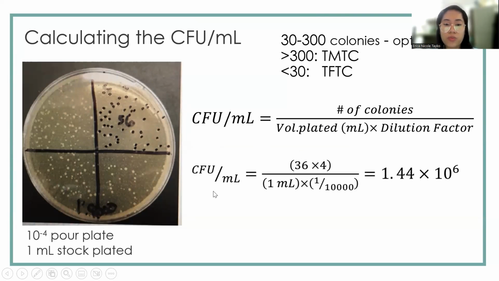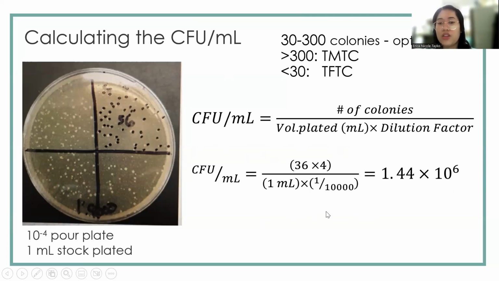So if you plug it into your formula, you have 36 times 4, because you have 4 quadrants, over the volume plated, which is 1 ml. Remember, each dilution we do, we get 1 ml of the solution from the previous solution. And then times the dilution factor, which is 10 raised to negative 4. So you will get the answer 1.44 times 10 raised to 6, or that is 1,440,000 colony forming units per ml.